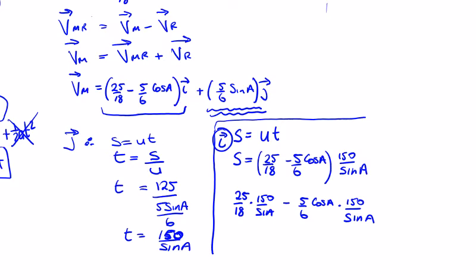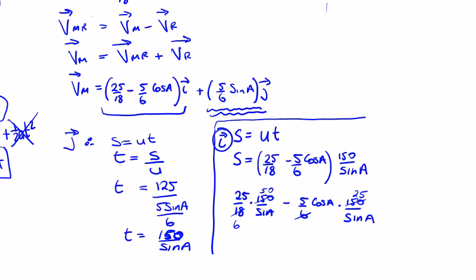So if I divide this by 3, we divide some numbers into these. I can see the 6 goes into the 150. How many times does 6 go into 150? 25 times. So we're left with 125 there. We can divide 3 into both of them to get 50. That leaves 25 times 50 over sine A minus 5 by 25 over cos A over sine A.